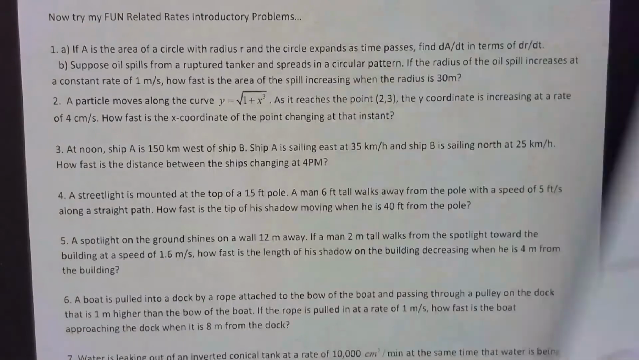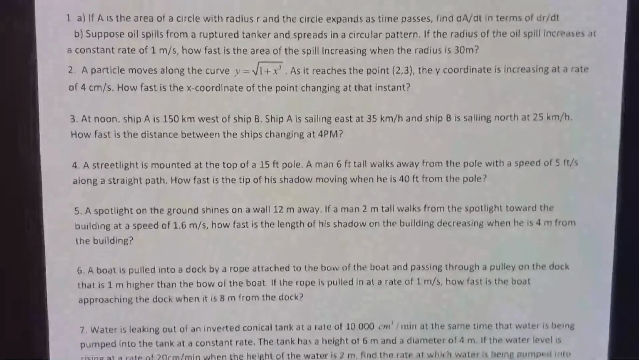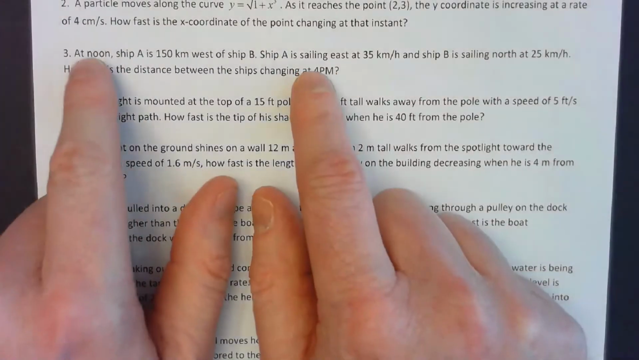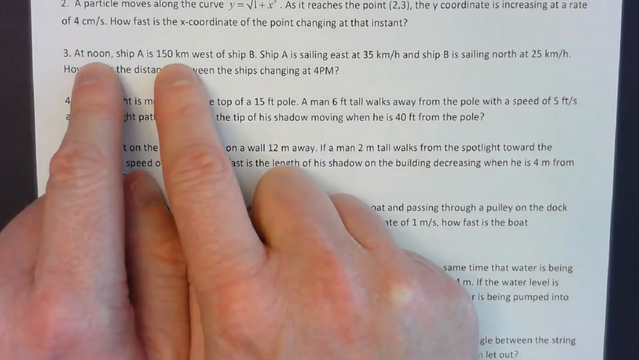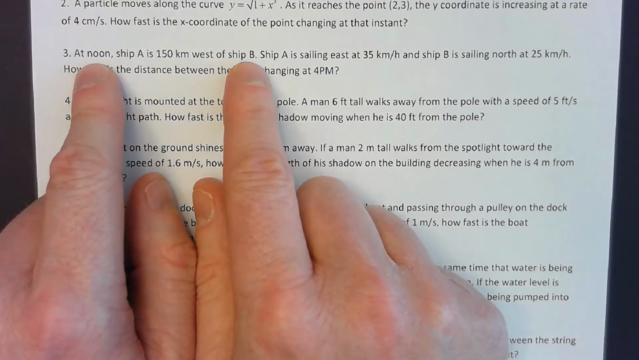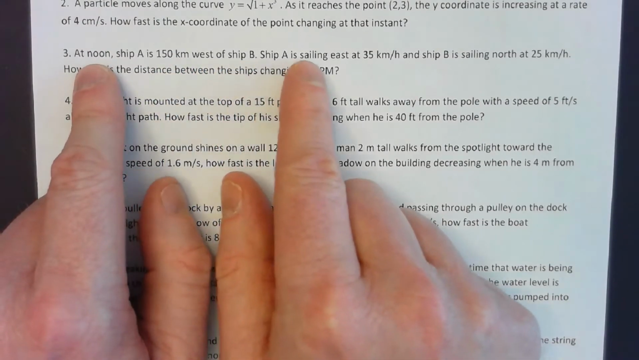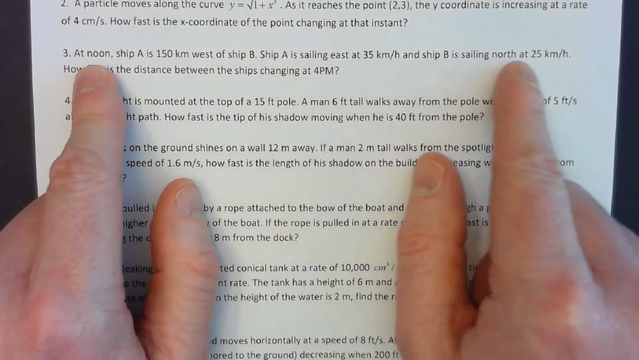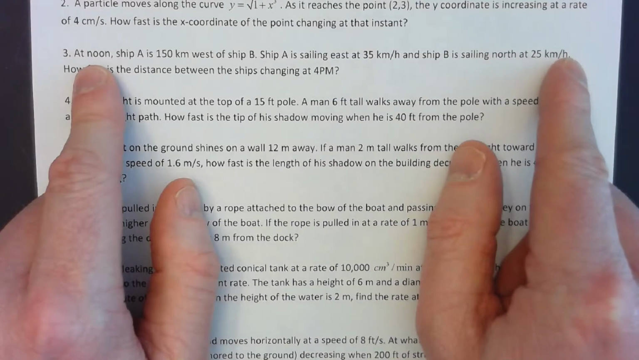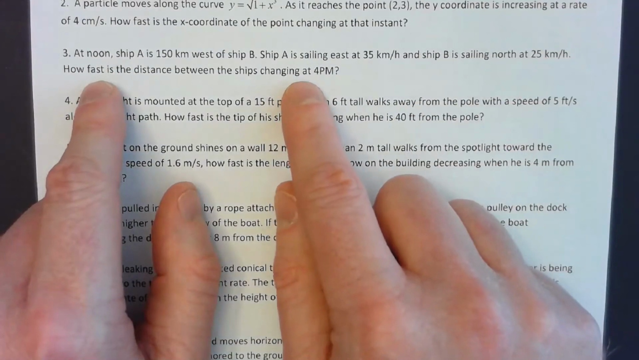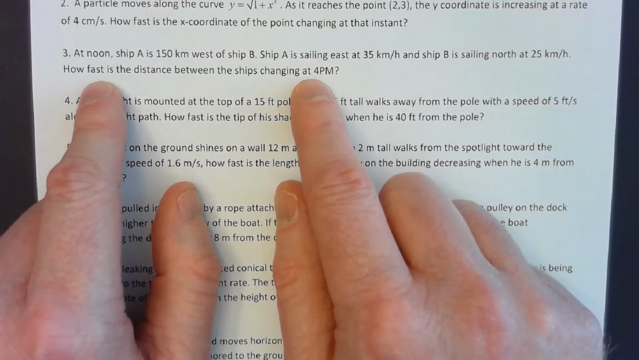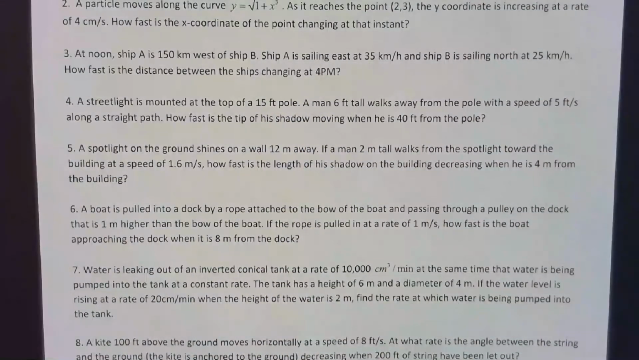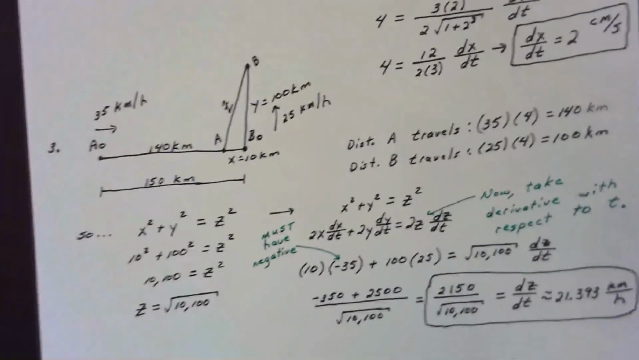Now, a much more fun problem. 1 and 2, not that fun. 3, gorgeous. We're told at noon, ship A is 150 kilometers west of ship B. Then you're told that ship A is sailing east at 35 kilometers per hour and ship B is sailing north at 25 kilometers per hour. How fast is the distance between the ships changing at 4 p.m.? Glorious problem. Here's how I solved it, guys.